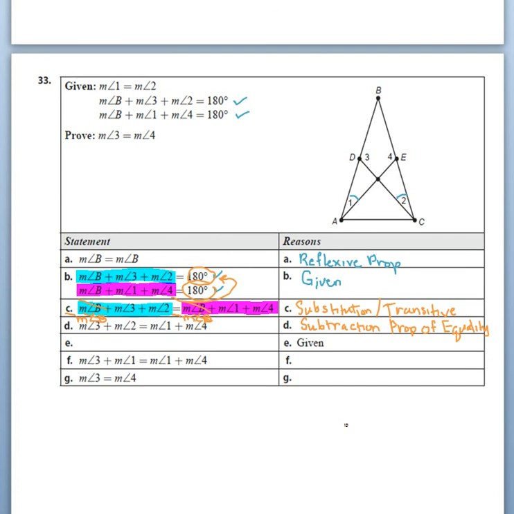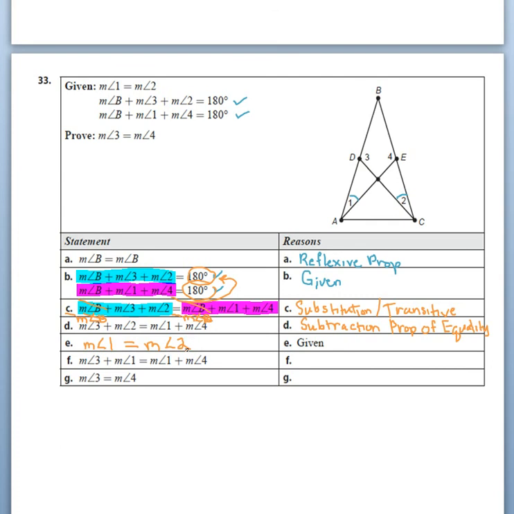The reason is given. So let's look at our given information. Which given information have we used, and which do we still need in this proof? Well, we've already used the second and third equation, so this has to be the one that they want. That's the only thing that's left. So that has to go in for statement E. Measure of angle 1 equals the measure of angle 2.